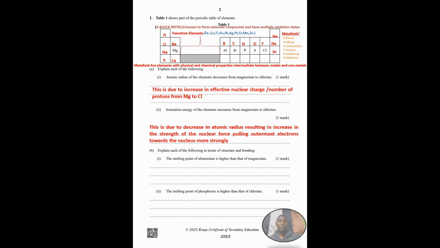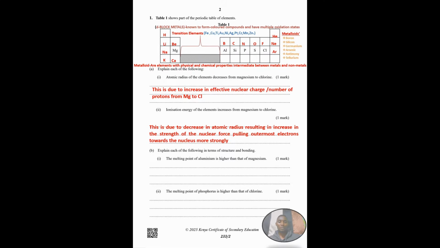As the number of protons increases, the nuclear attraction also increases, and therefore we shall require a bit more energy to lose those electrons. And that's the reason we shall require more energy, ionization energy, to lose 7 outermost electrons in chlorine than to lose 2 outermost electrons in magnesium.